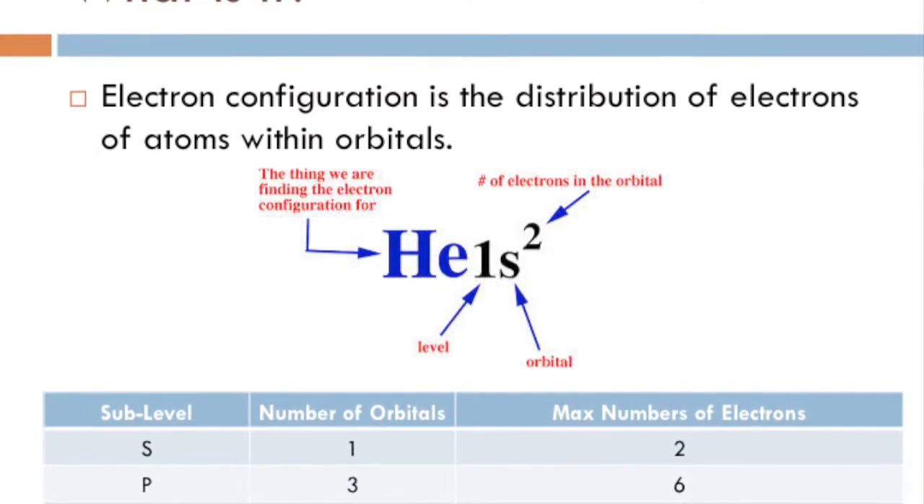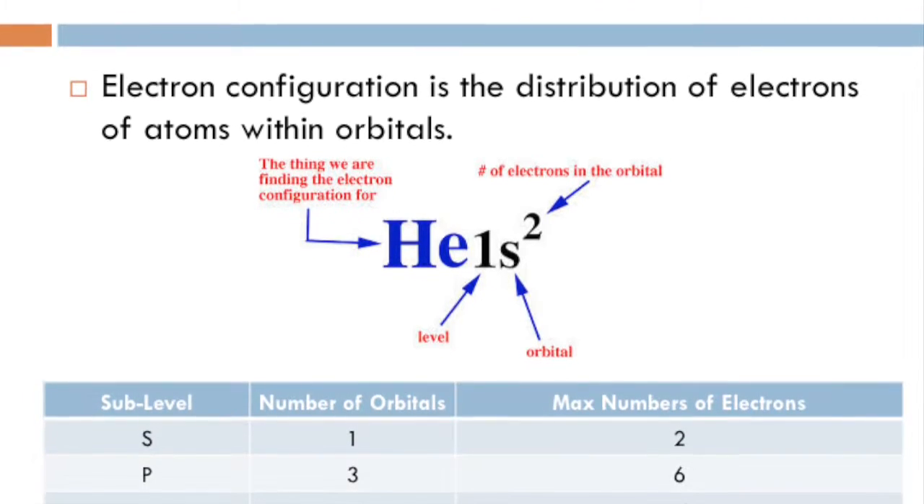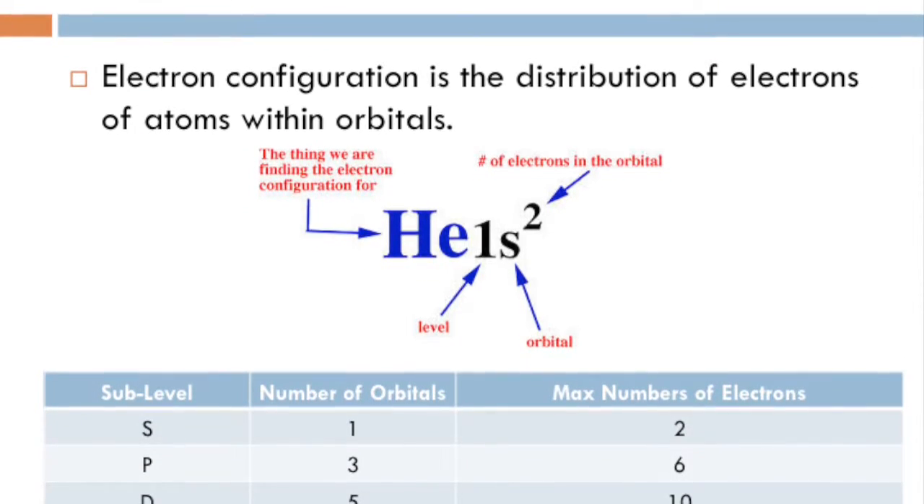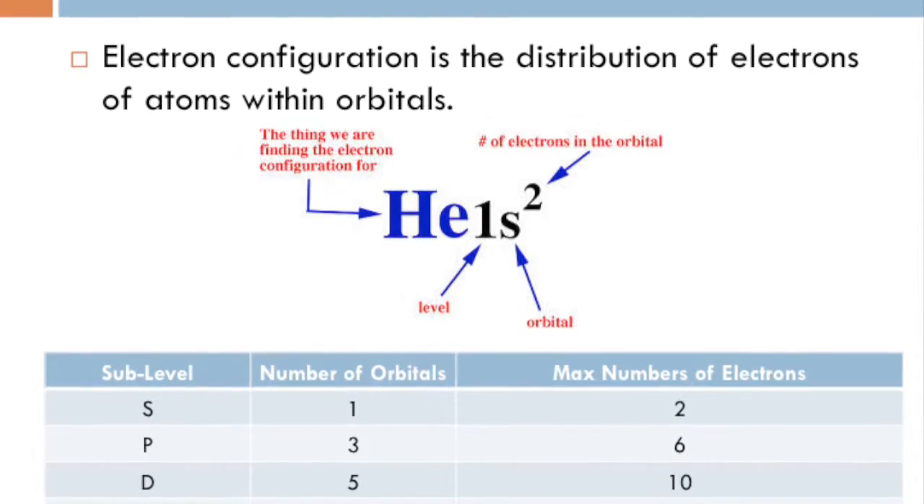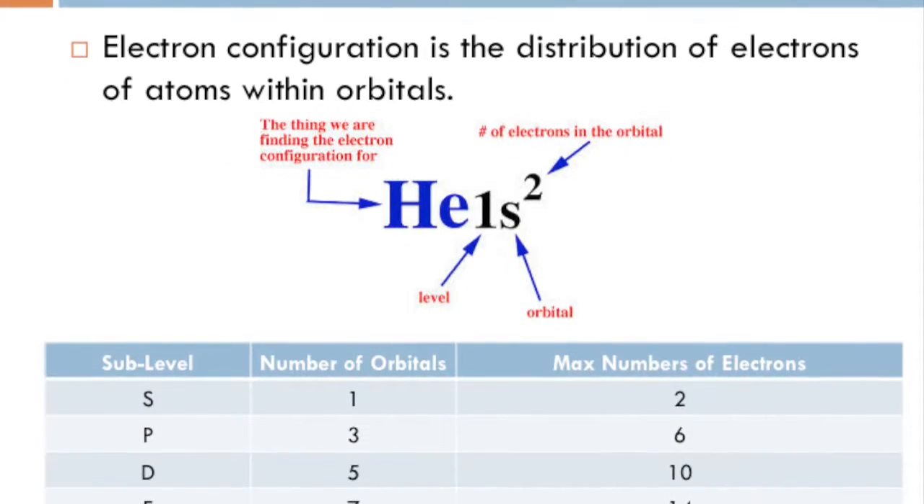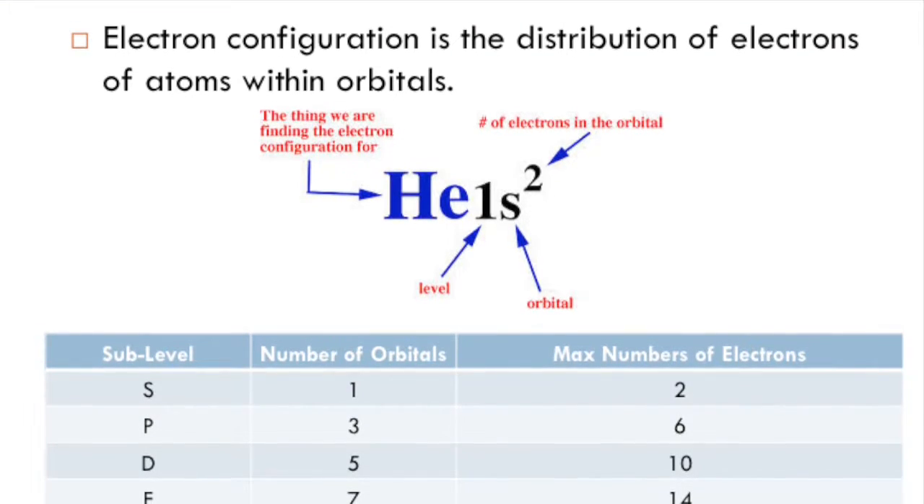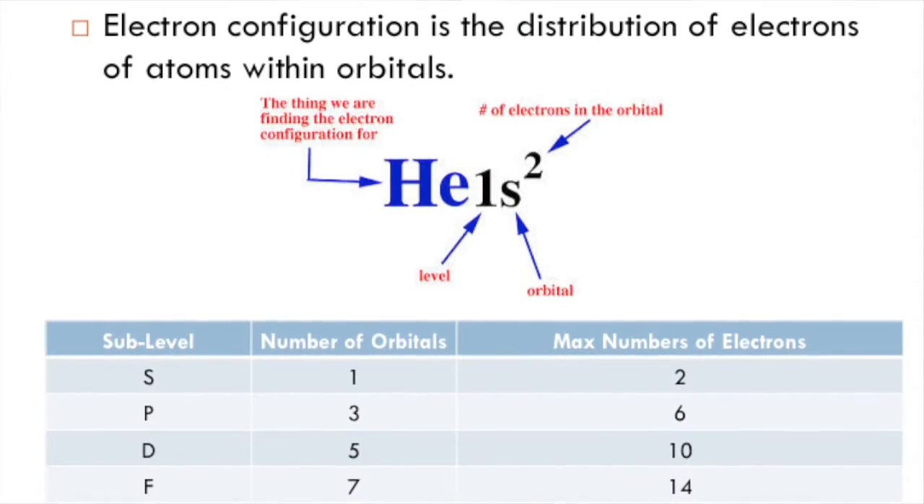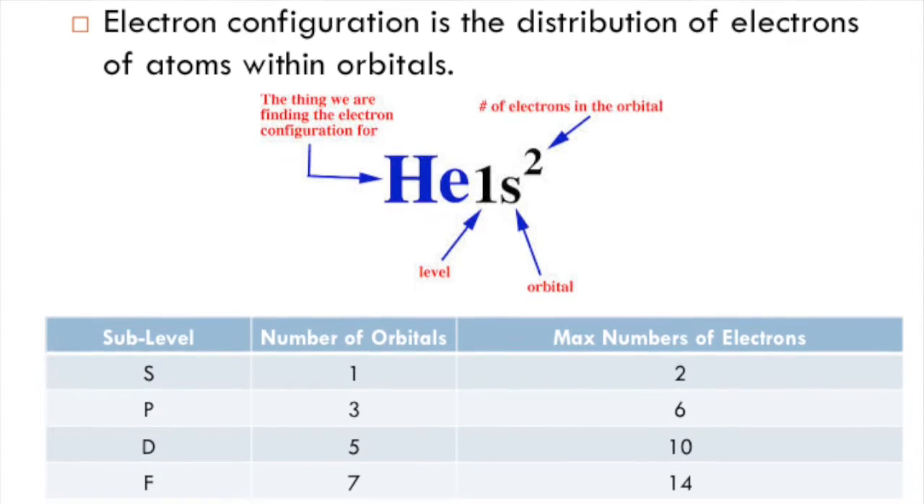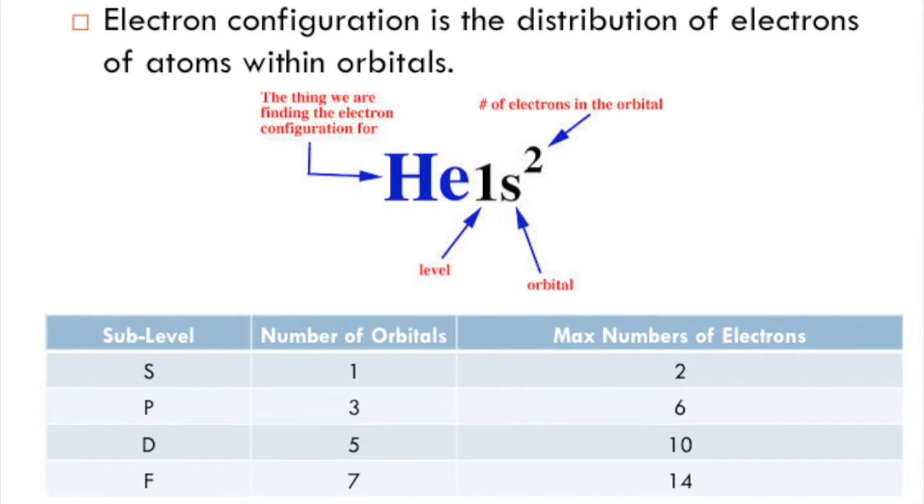The chart shows the 4 different sublevels or suborbitals. The s level has 1 orbital and can hold up to 2 electrons, 2 per orbital. The p sublevel has 3 orbitals and can hold up to 6 electrons. The d level has 5 orbitals and can hold up to 10 electrons, and the f level has 7 orbitals and can hold up to 14 electrons.